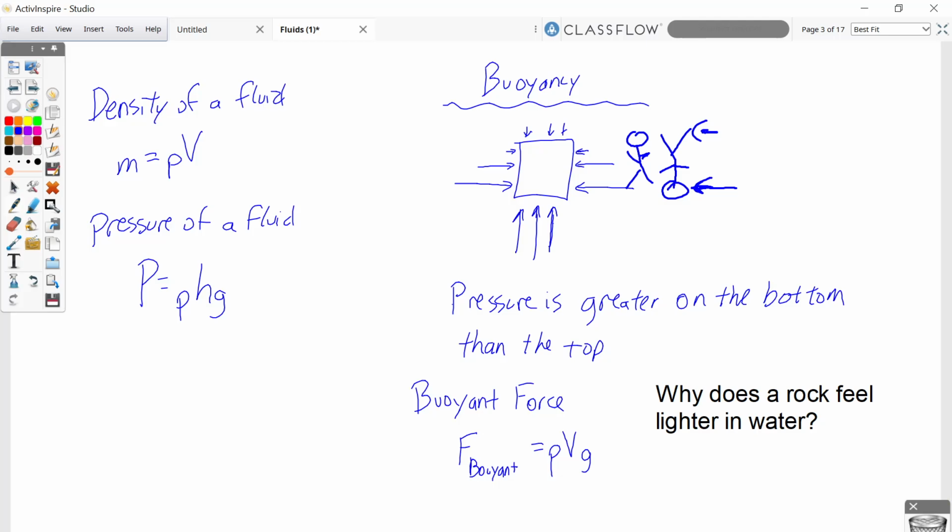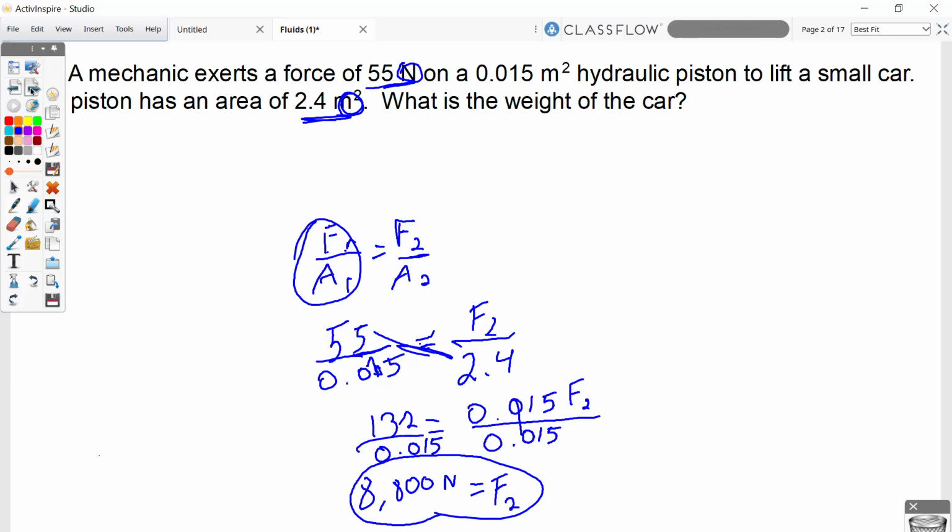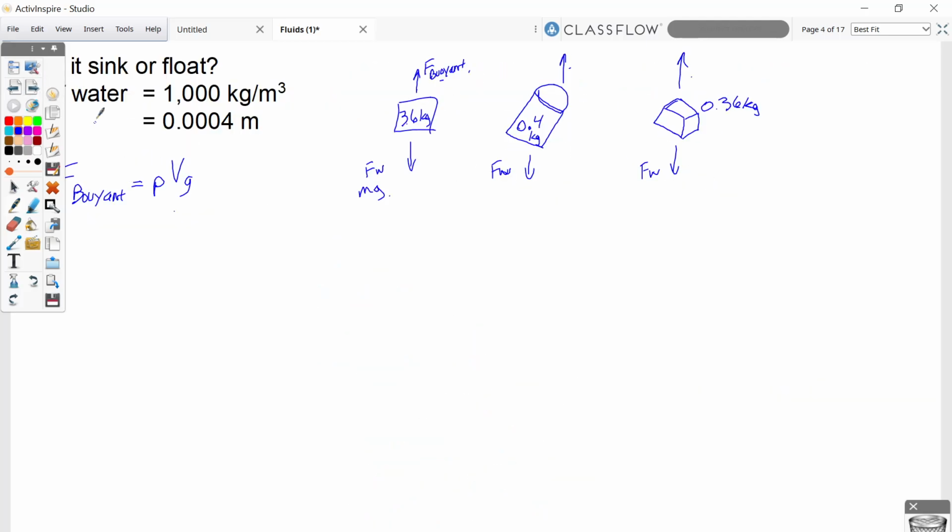So why does a rock feel lighter in water? That's because of something called buoyancy, buoyant force. And the buoyant force is supposed to be the force that water has on objects. It likes to push things up. So here we're going to try to figure out if these items are going to sink or they're going to float. So the first thing that we're going to do is we're going to figure out the buoyant force of water.